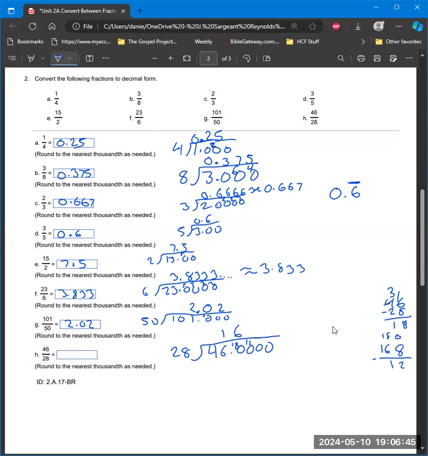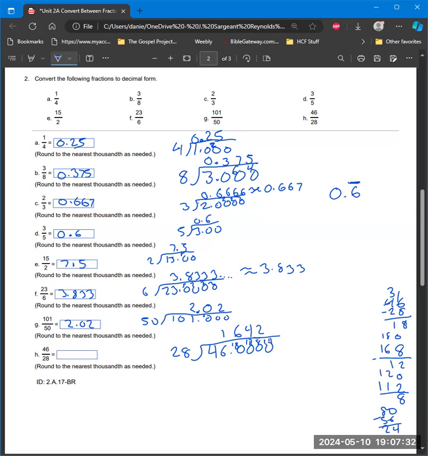Then 5 is too big because that would be 140. Let's try 4. So it's going to be 32. That's 112, 120. Minus 112 is 8. Then 3 is too big. So let's go with 2, which is 56, is 24.